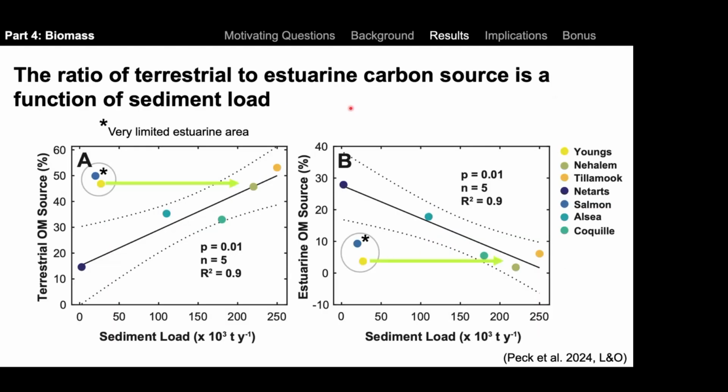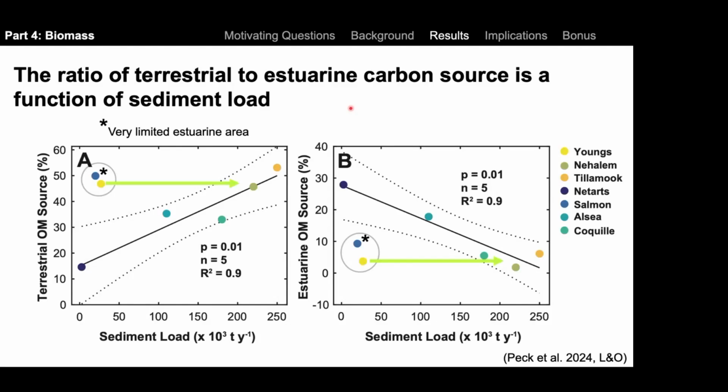So looking at this another way, we have sediment load on both x-axes, and we have the terrestrial organic matter on this y-axis and the estuarine organic matter on that y-axis. I guess I only need to show one of these, but each colored point is one of the 7 different estuaries. And what we see, unsurprisingly, is that the greater the sediment load, the greater the terrestrial organic matter source.